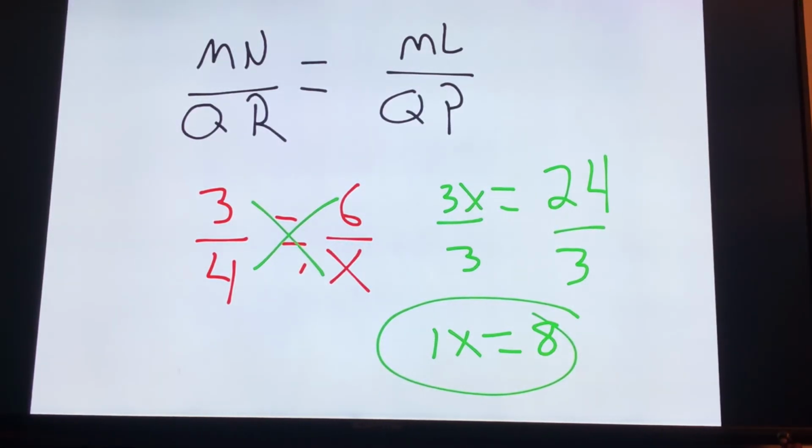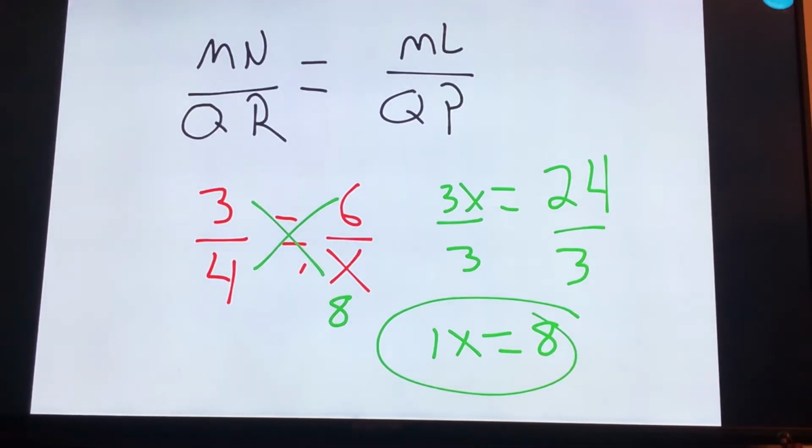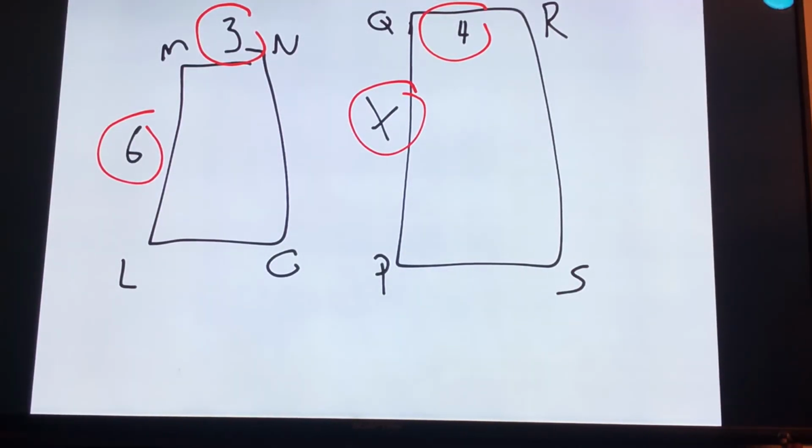So x equals 8, and the measure we were looking for was PQ, or QP, whichever one. So now we can put this over here, and we know this is going to be 8. That means this has to be 3, 6, 8, and 4.